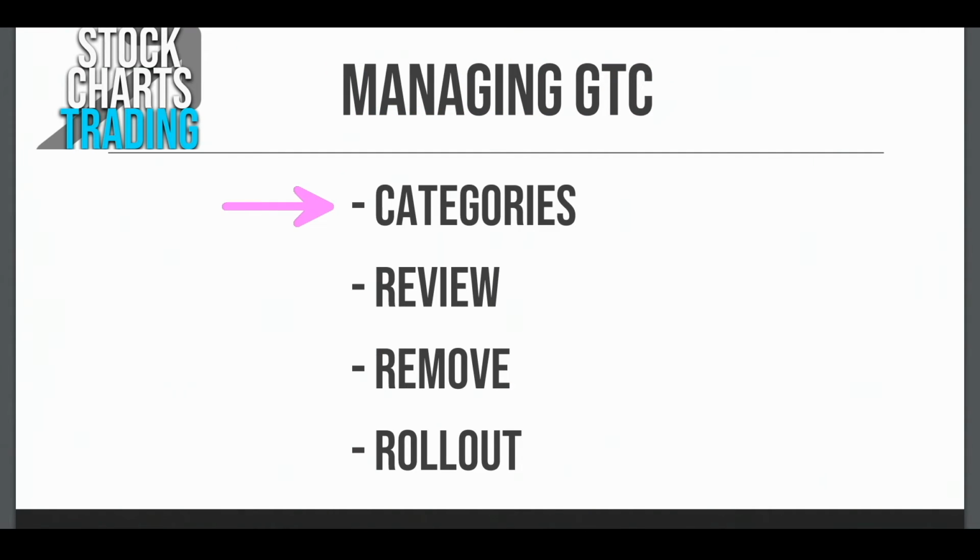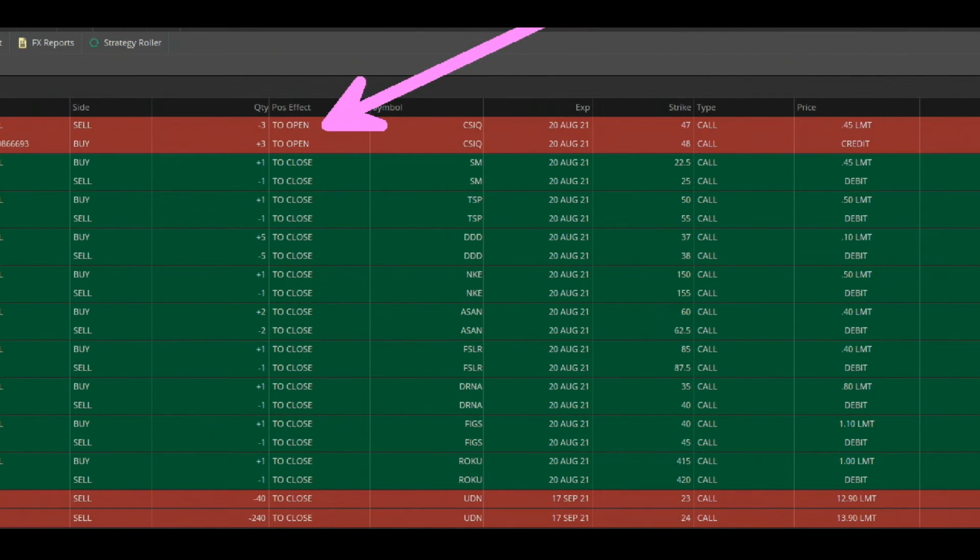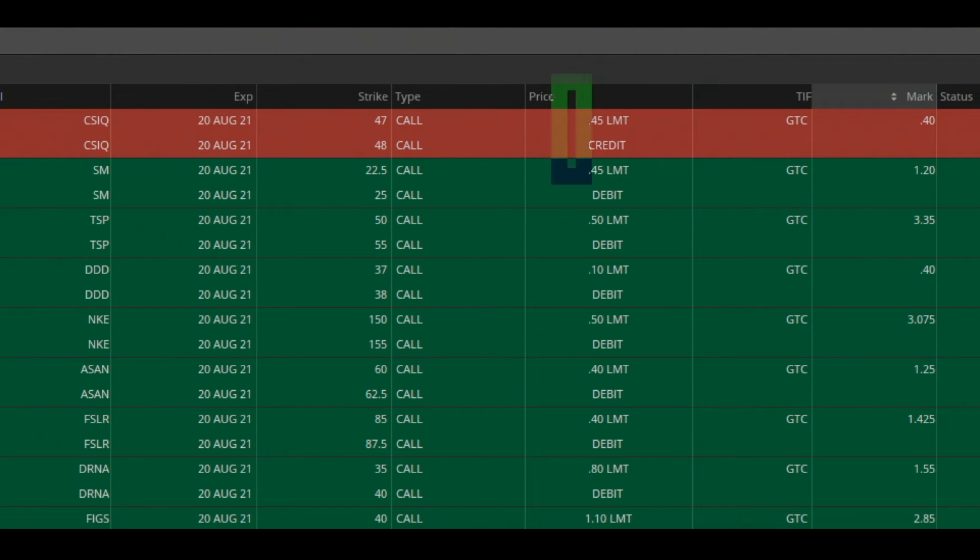I like to make categories when entering into the trade, waiting to be filled. I create a search for that. I put all of those trades in here, STN GTC. So when I'm waiting for a trade to open GTC, because I want price to go up to 45 cents, and currently it's at 40 cents.